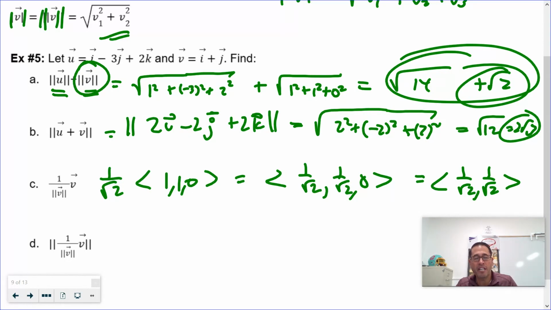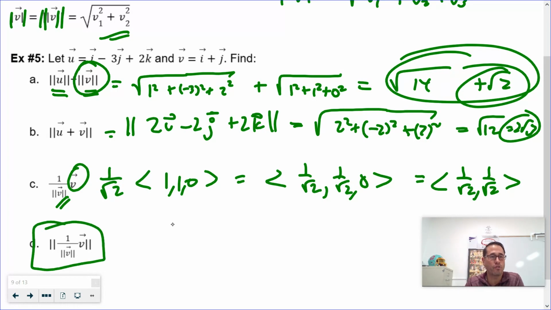Now, the one thing that's interesting to note right here is that in A and B, I got answers that were scalars, and in C, I got a vector. Why did I get a vector? Because I took 1 over the magnitude and I multiplied it by a vector, thus creating a vector. And it's important sometimes to realize, am I supposed to get a vector as my answer or a scalar as my answer?